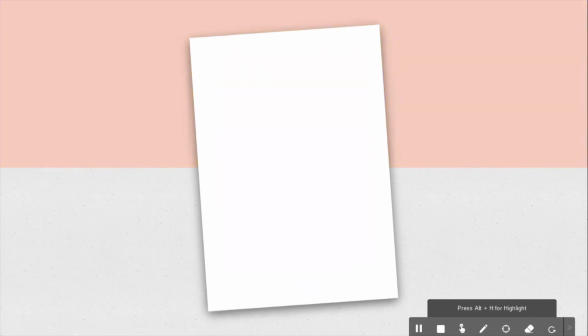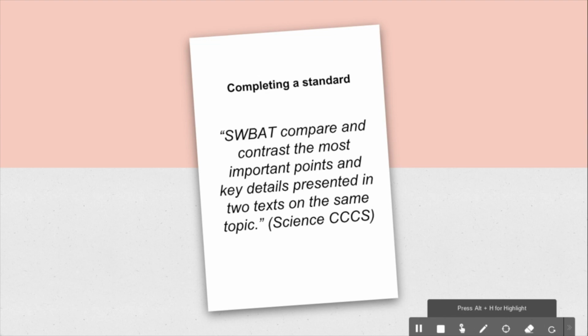So throughout the years, I've been told by different supervisors that objectives should look different ways. One of them was that the objective should be clearly completing a standard that is required. So for instance, students will be able to compare and contrast the most important points and key details presented in two texts on the same topic, which is one of the science content standards. So I had lesson plans that looked a little bit like this.